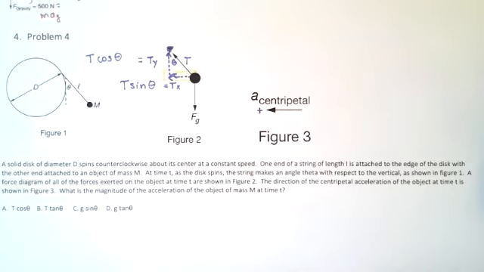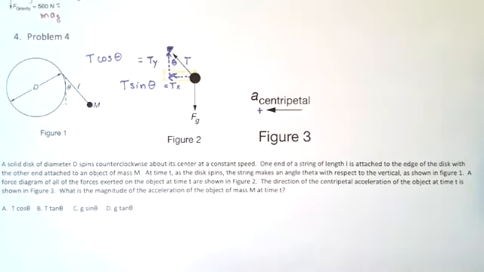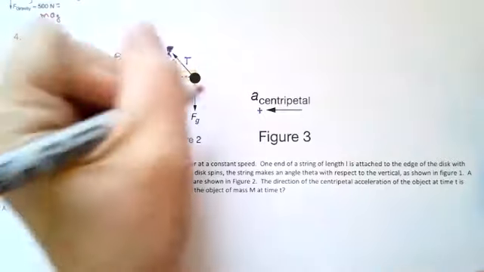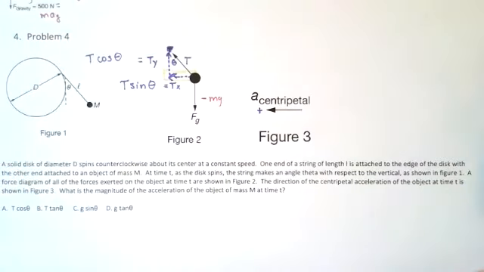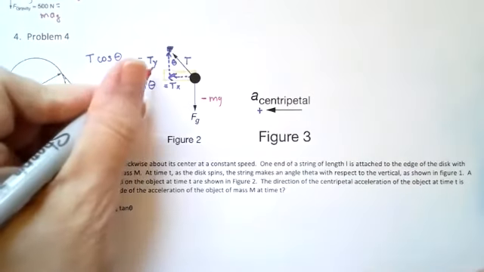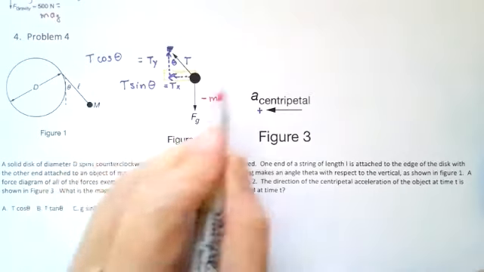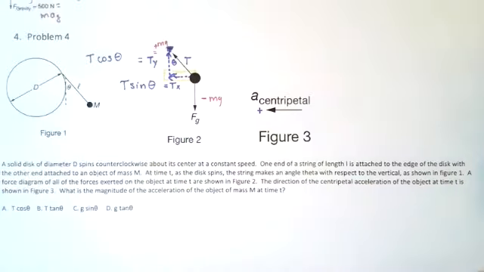I'm going to switch colors here. We also know that the force due to gravity is going to be negative mass times gravity. So the other thing I could say about Ty is that these are going to be equal and opposite because my motion is here. So I could say this is also equal to positive mass times gravity.